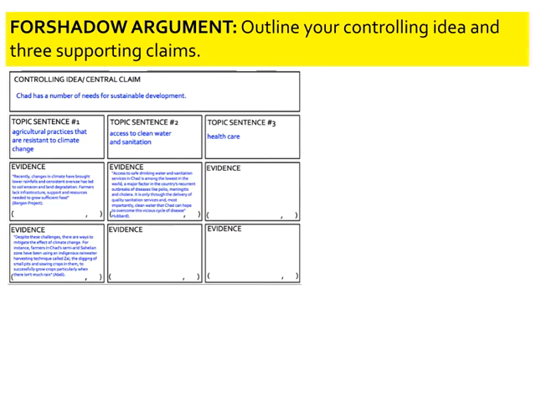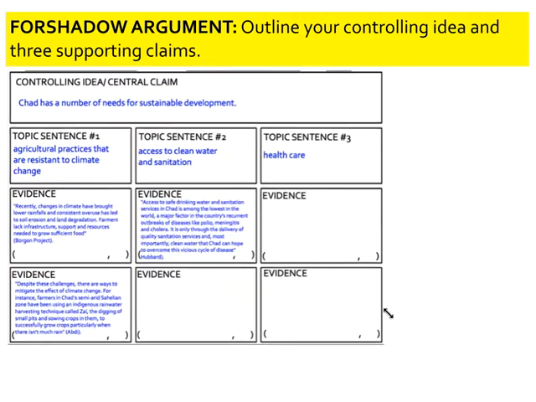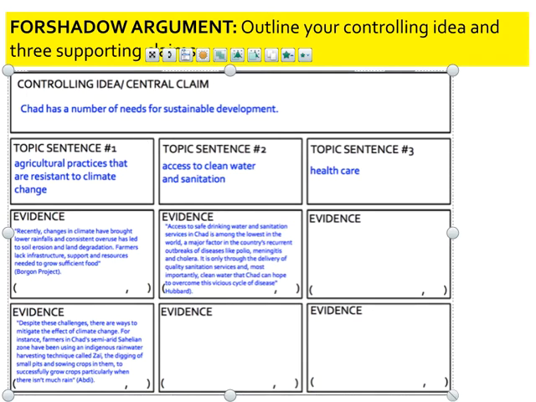Okay, you have written your hook, you've written your context. Now you're going to foreshadow your argument. And this part is, I promise, a piece of cake. When you foreshadow your argument, all you do is you take this outline and you literally write your controlling sentence, your controlling idea, that one sentence, and then you write these 3 topics in one sentence after that. So my foreshadowing is going to be, Chad has a number of needs for sustainable development. That's my controlling idea. Those needs are agricultural practices, access to clean water, and healthcare.